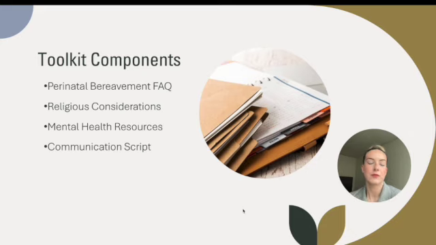Okay, for my toolkit, I created 4 different documents. The first is a frequently asked question document, religious considerations, mental health resources for nurses, and a communication script.